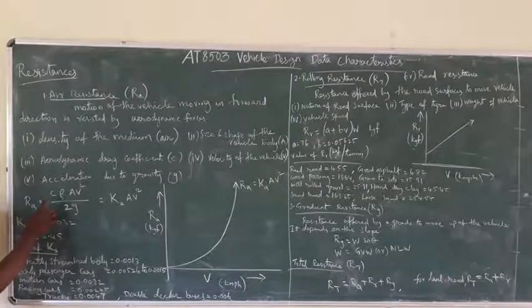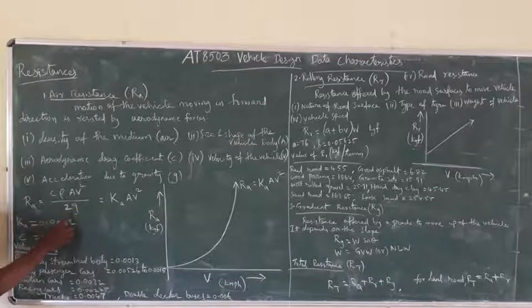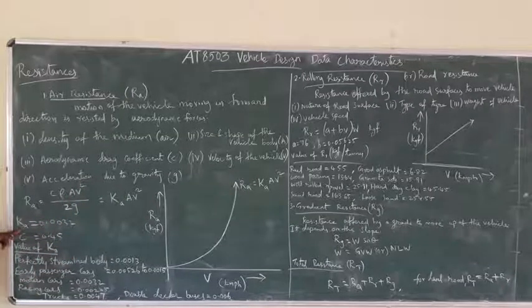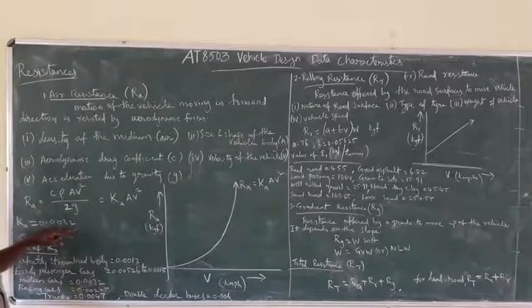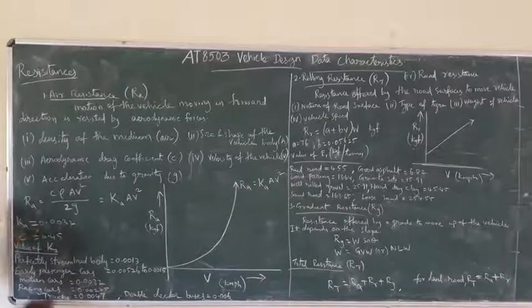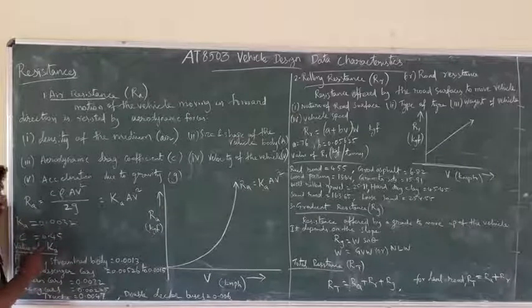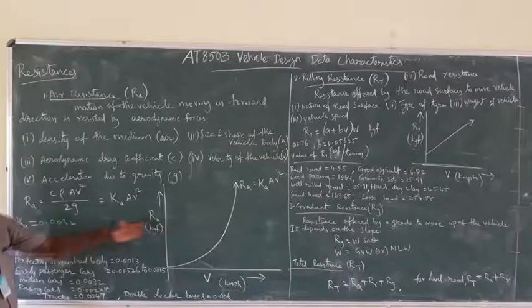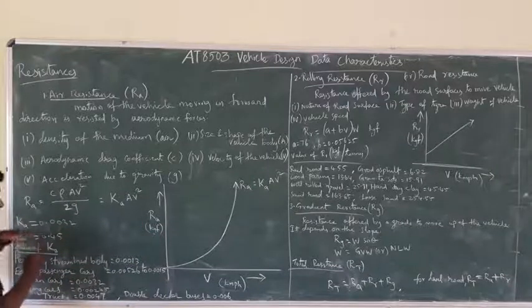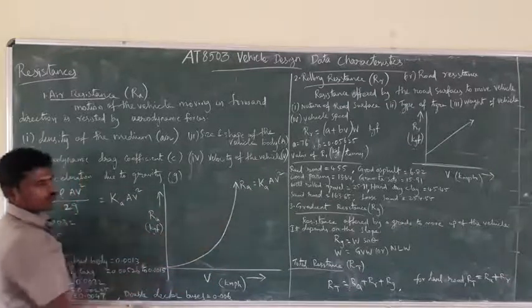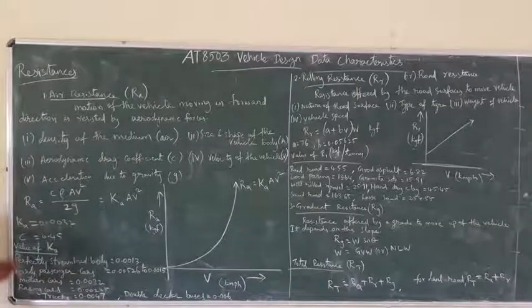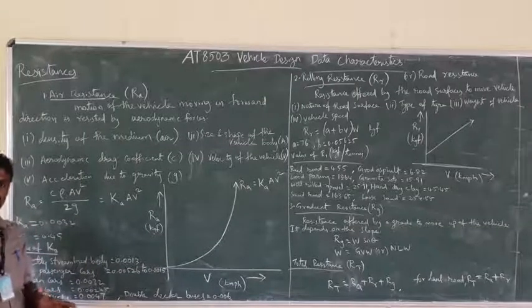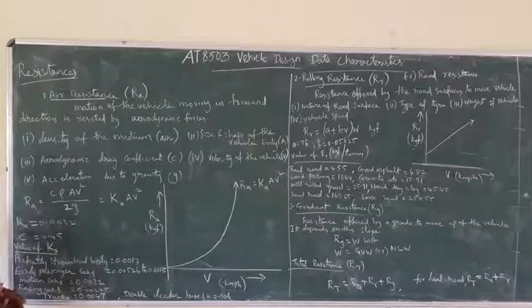How? Instead of C rho divided by 2g, we can write Ka. That is the constant value, that is the coefficient value. Here I took the value 0.0032 for modern cars. I selected modern cars. Modern cars are like this only, right. Each and every vehicle has certain standard values.